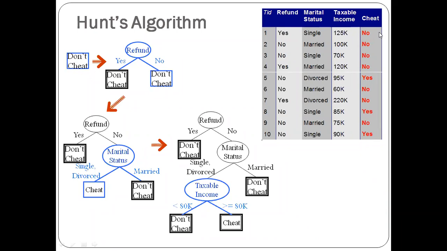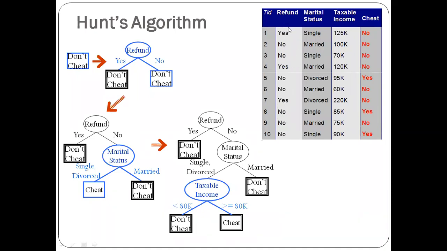Okay, since the majority class label is no here, initially we have created a leaf node with the class label don't cheat. Next, we will choose one of the test attributes in order to divide the records into subsets. So we have chosen refund.